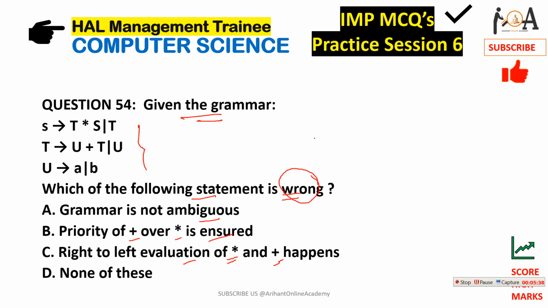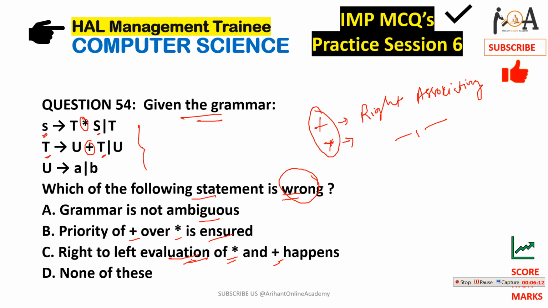Basically, if you check the priorities now, the plus symbol and the star symbol both are right associative; they follow right associativity. Why? You can clearly check here: plus is there and multiplication is there, S is on the right side, T is on the right side, which starts from its left-side handle. That is why both follow right associativity, right? So right to left evaluation of these happens, so option C is true.